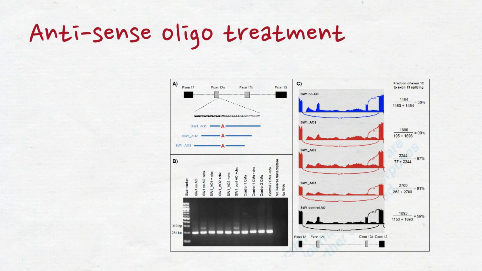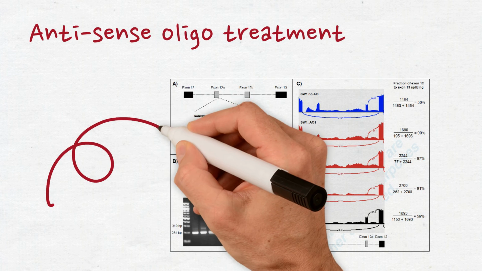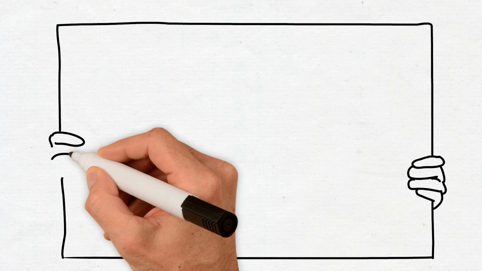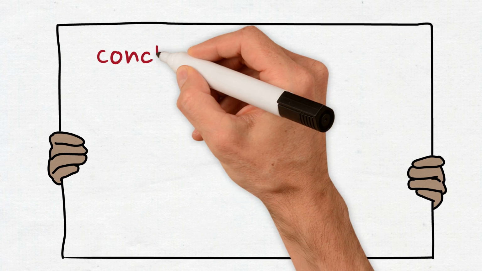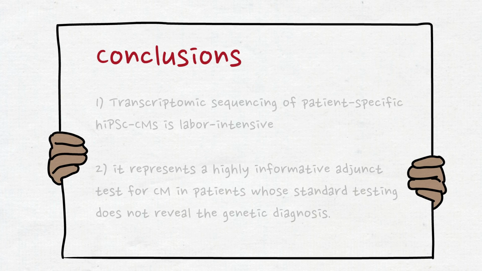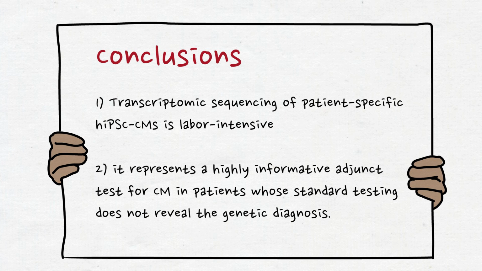Finally, the authors showed that antisense oligonucleotide treatment could suppress aberrant splicing in the second patient's HiPSC-CMs. Transcriptomic sequencing of patient-specific HiPSC-CMs is labor-intensive, but it represents a highly informative adjunct test for cardiomyopathy in patients whose standard testing does not reveal the genetic diagnosis.